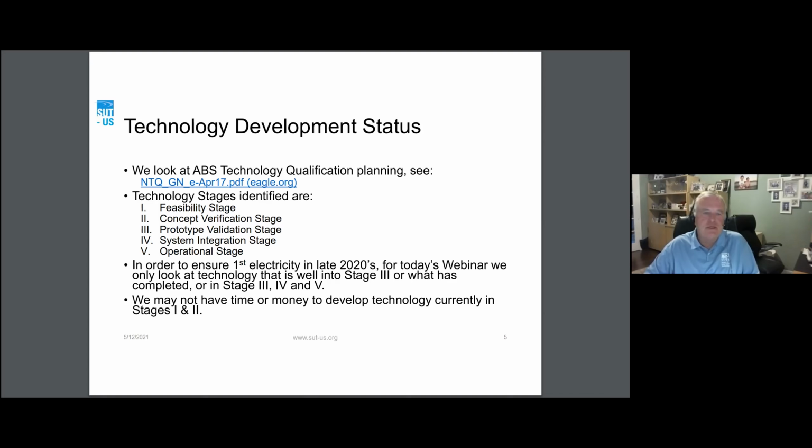And then once we move into system integration, which is where systems are being designed to be built, and then equipment is operational. So it's these last three technology items that I'm particularly interested in, because if we're moving forward, we've got to make sure we have the technology available to give us first electricity later in the 2020s, and that's what we're talking about now. So everything I'll talk about will be within these prototype stages, and like I said, going after 1 and 2 at this stage, it's a long stretch. So I don't want to go there for now. So let's move on, please.